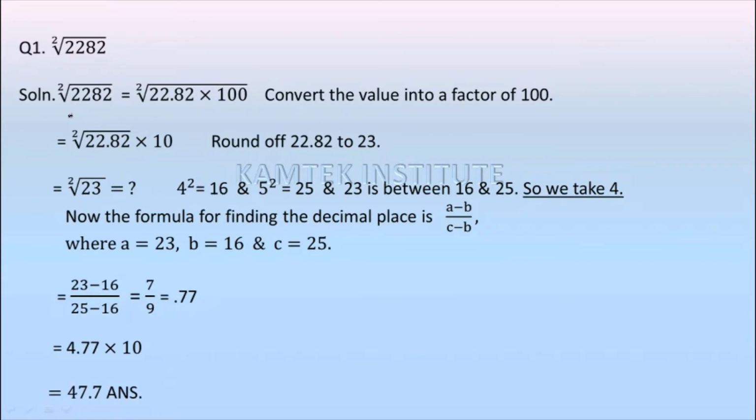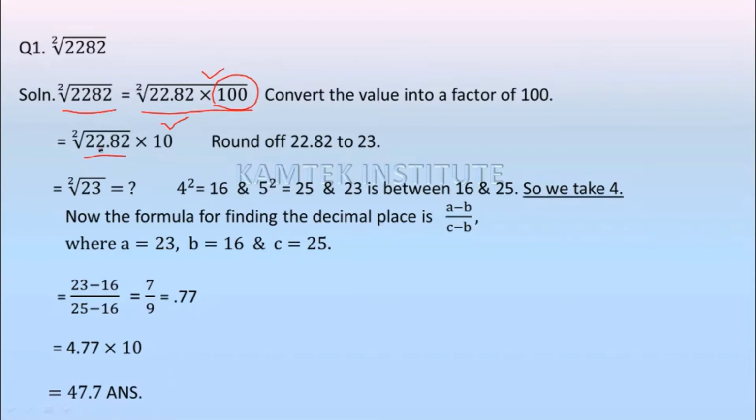So we come to question number 1. We have to find the square root of the number 2282. The first step is to break this number into factors of 100. So 2282 can be written as 22.82 multiplied by 100, and the value will remain the same. There'll be no change in the value, but with this, our calculations become easy. You also know that square root of 100 is 10. So we write 10 outside, and we are left with the square root of the number 22.82.